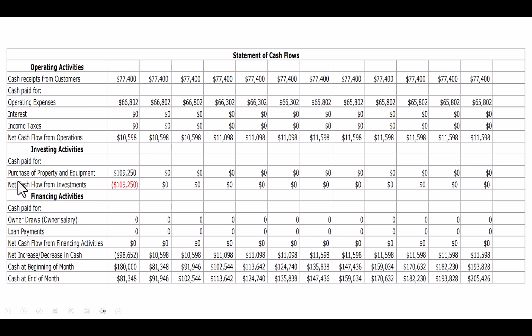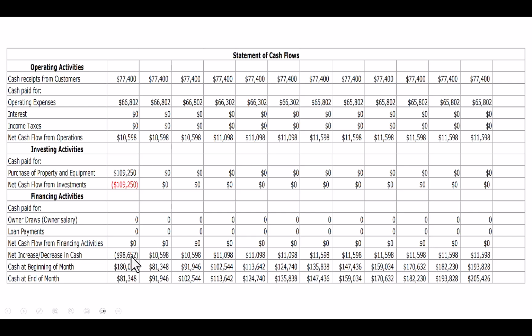Here in my investing section, that's the purchase of the property, plant, and equipment. That came off of my startup costs page. So I invested $109,250. Then financing, this is the owner draws and loan payments, neither of which I have because remember I'm foregoing my owner's salary for at least the first 12 months and I didn't take out any loans. So I don't have any income generated or used in financing.